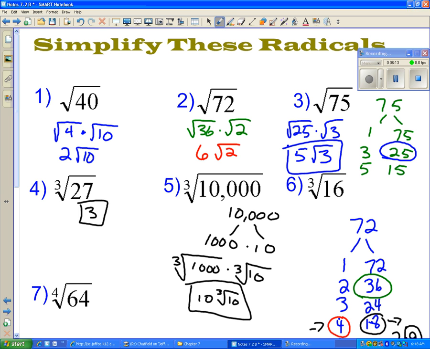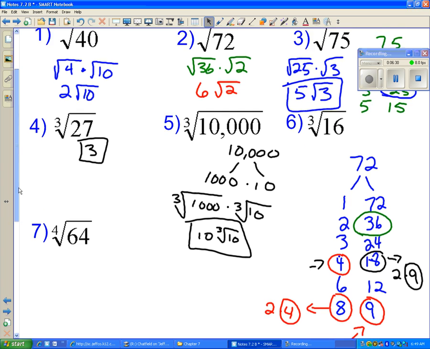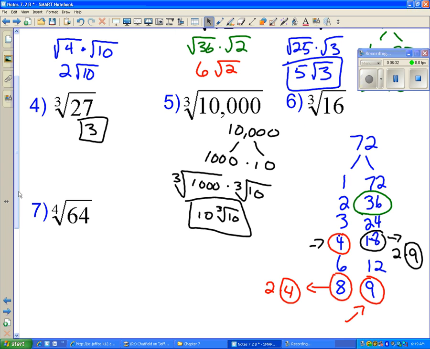Again, if I look at the cube root of 10,000, I can find an 8 in there. I can probably find a 125 in there. But my largest is 1,000, so that's the one I want to factor out. That's what makes things the easiest. So let me get rid of this so that I can do my number 6.